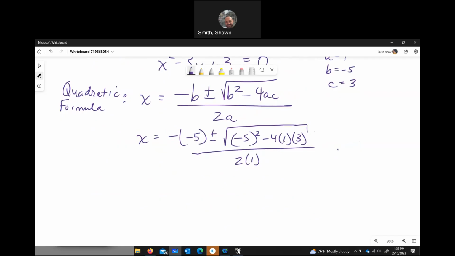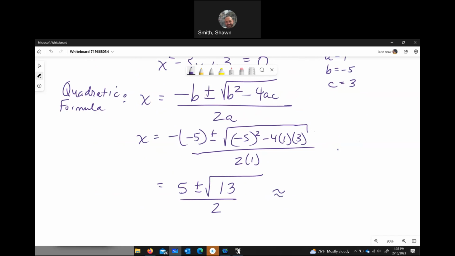Now we'll clean this up some. This is 5 plus or minus the square root. This is 25 minus 12, right? Makes 13 all over 2. That's the exact answers for x. That doesn't really tell me a whole lot, right? So I would put this in a calculator and approximate them.